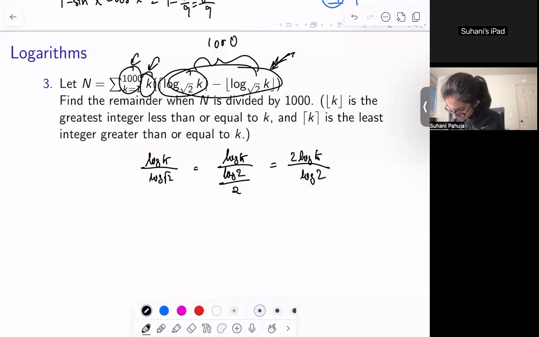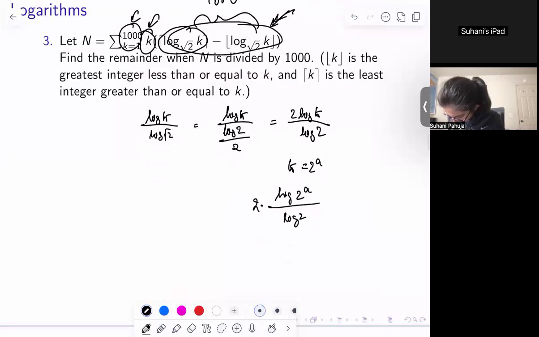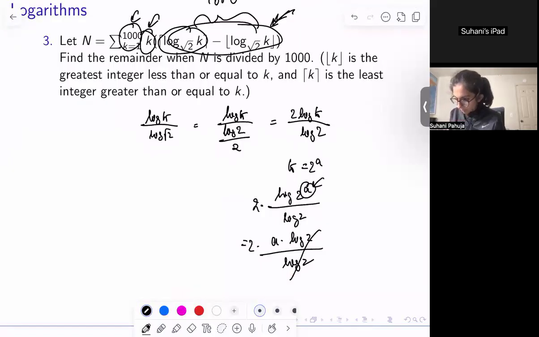And we notice that in order for the log 2 to cancel out, k should be a power of 2. Because if it is, then we get log 2 to the a over log 2 times that. And this can be written as 2 times a times log 2 over log 2. The log 2's cancel out, and obviously a is some natural number, and so then this becomes 2a. So we want k to be some power of 2.